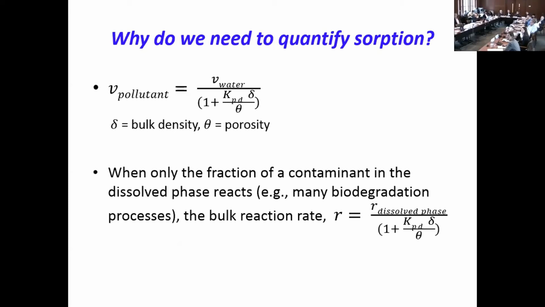Now, the same thing happens to chemical reaction. When only the dissolved fraction of a component reacts and the sorbed component doesn't react, my bulk reaction rate is affected by the same partitioning, okay? Biodegradation, usually the bacteria can take up only dissolved components, not what is sorbed or bound strongly. It has to desorb before bacteria can degrade it, so the reaction rate is significantly decreased when the compound binds to the soil phase.